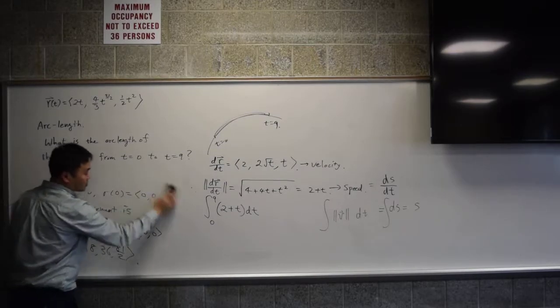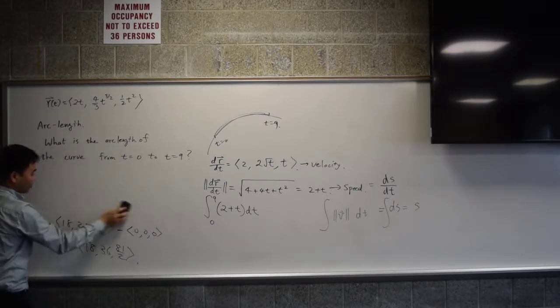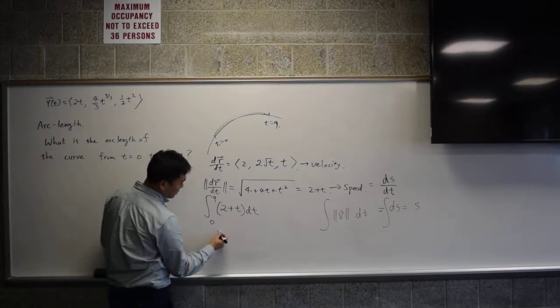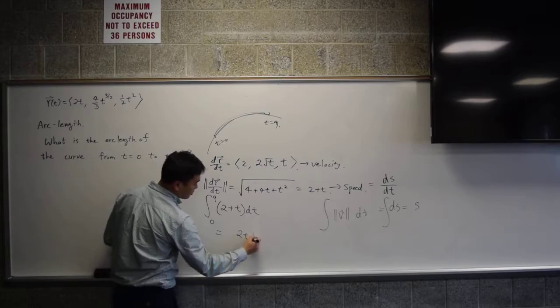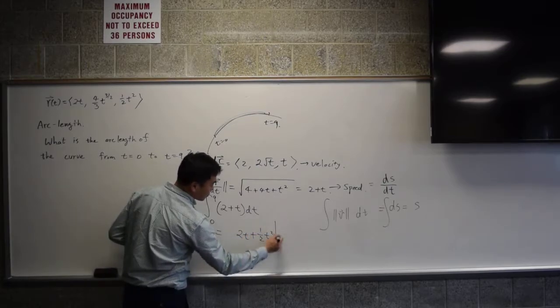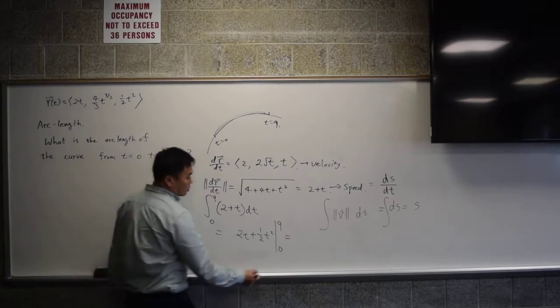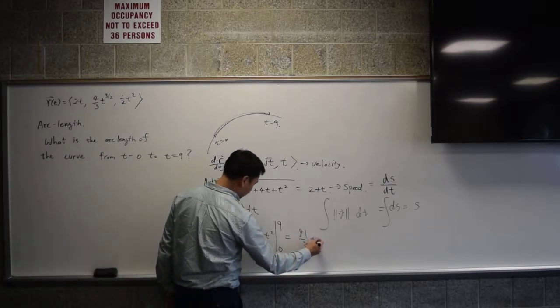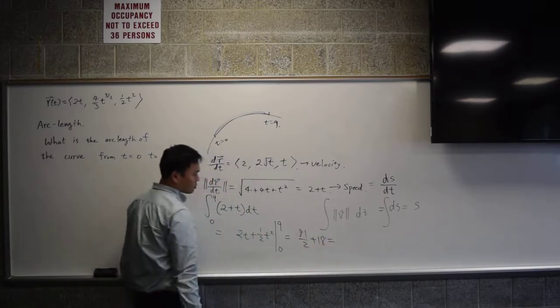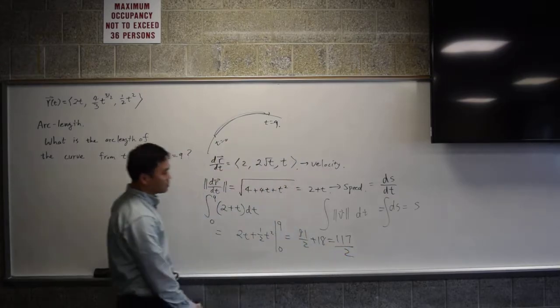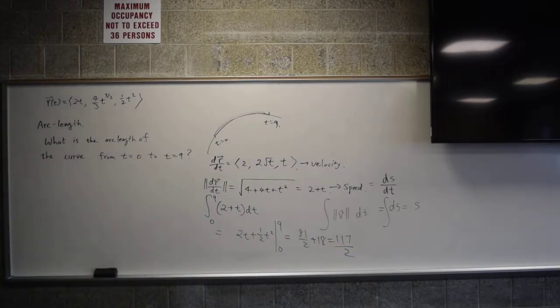So let's finish up this calculation, and I'll give you the formula for it. Okay. So the calculation is that this is 2t plus 1/2 t squared. And when you plug in 9 and 0, this is 81 over 2 plus 18, which is 117 over 2. That's what you get. So that's the arc length from t equal to 0 to t equal to 9.